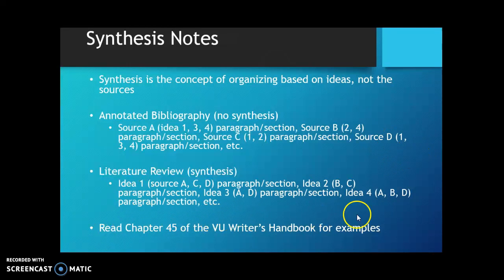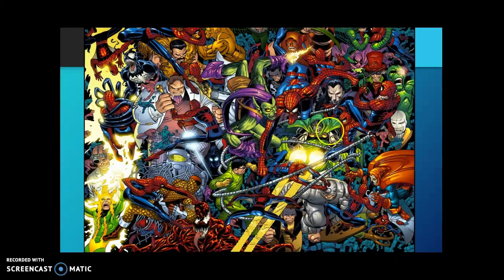So again, chapter 45 from the VU Writer's Handbook has better examples. Okay, let's talk about Spider-Man real quick.